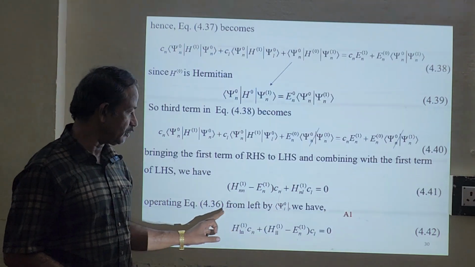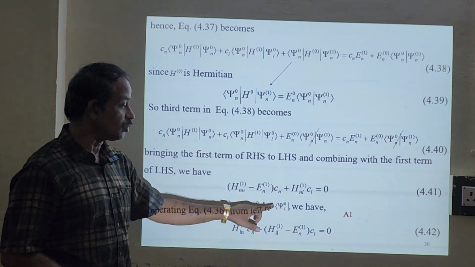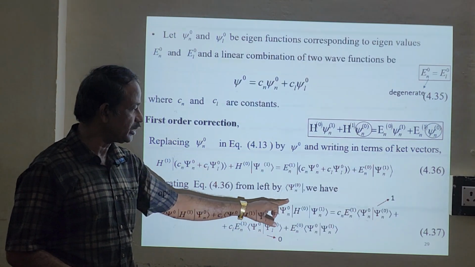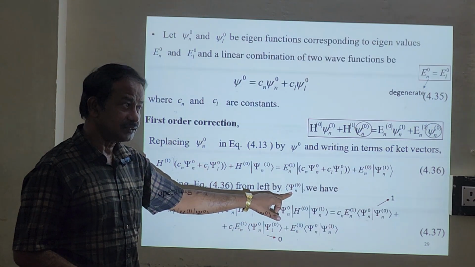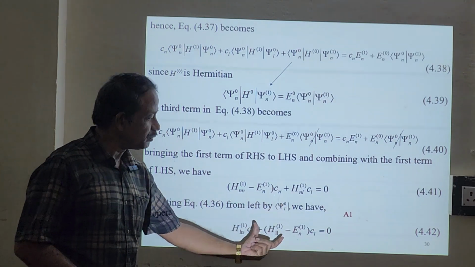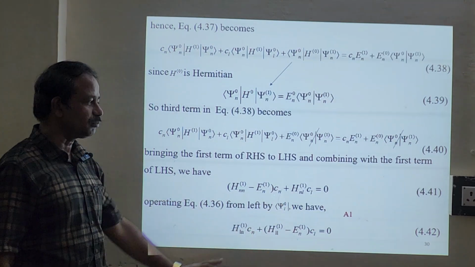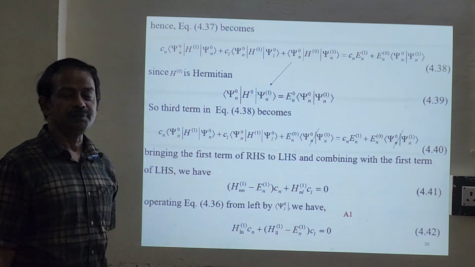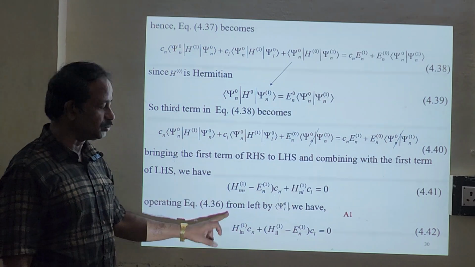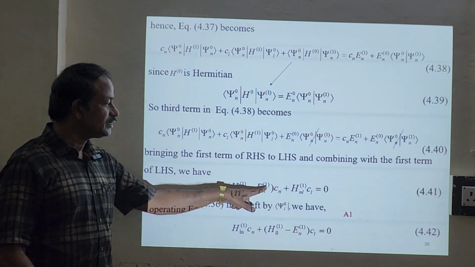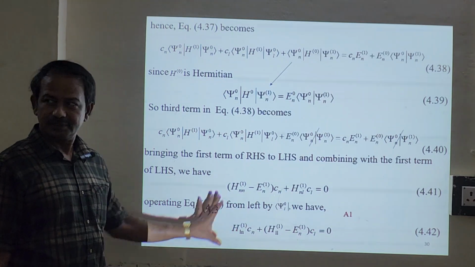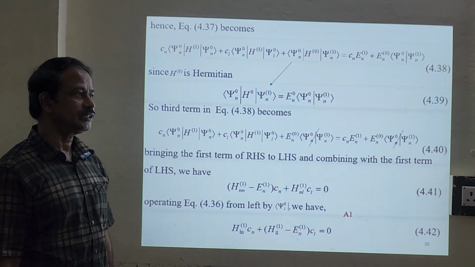Bra psi N0, and we have obtained this equation. Similarly, you operate bra psi L0. Here we have operated bra psi N0; here you are going to operate bra psi L0. You will get this equation. So that will be your assignment: follow the same procedure and you will get this equation. These two equations we are going to solve for Cn and Cl and the remaining energies. Is it okay? Any doubt?